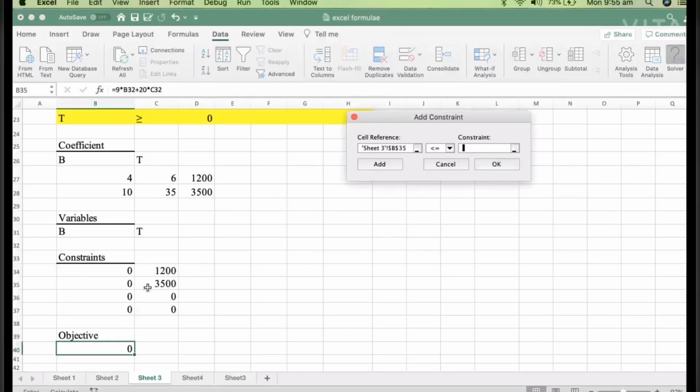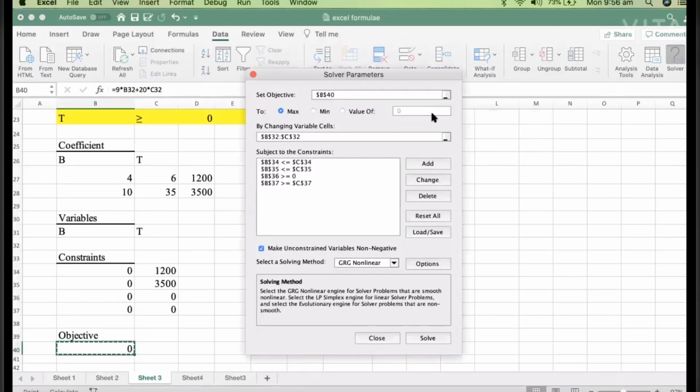It should not be more than 3500. The next one is this one. It should be more than or equal to 0. And the last one, we have to firstly do one, and then we can proceed further. And the last one, this one, it should be more than or equal to 0. So these are my 4 constraints.